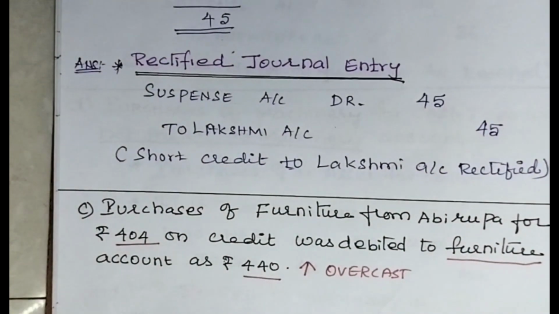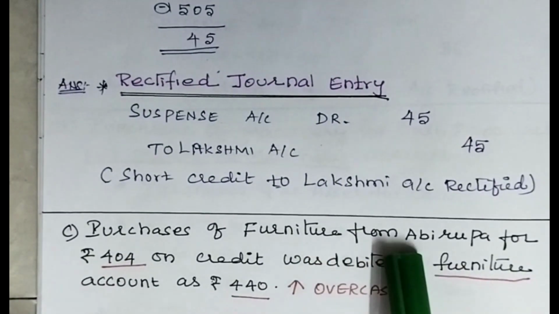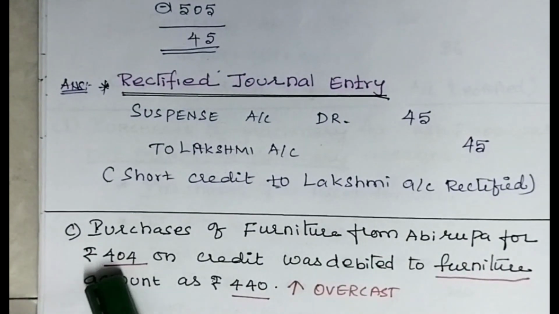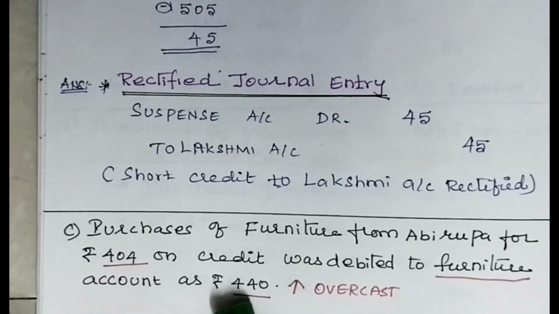The next transaction is: purchase of furniture from Abhirupa for rupees 404 on credit was debited to furniture account as rupees 440.